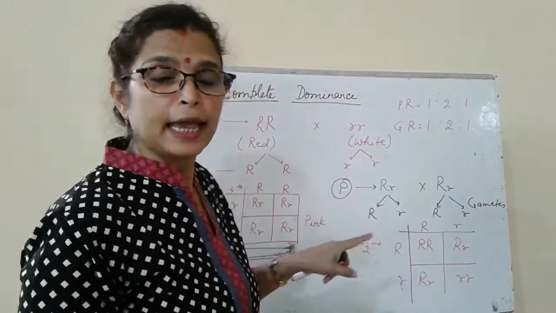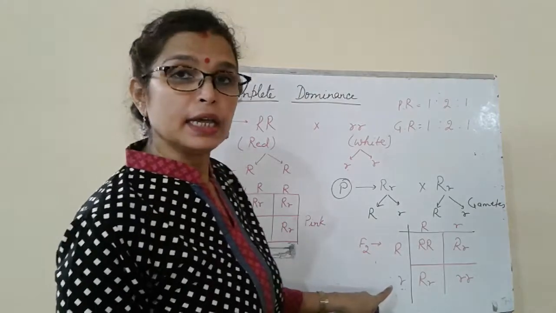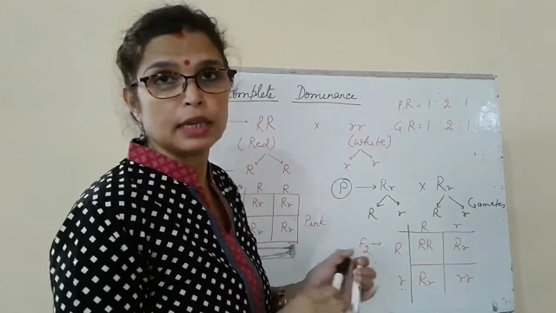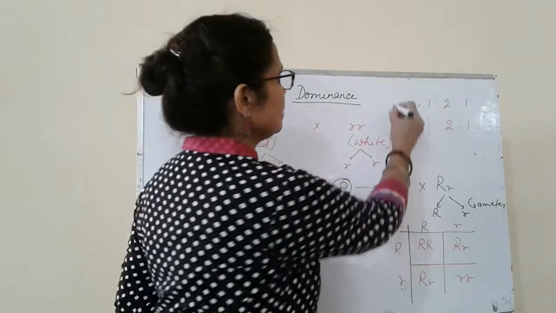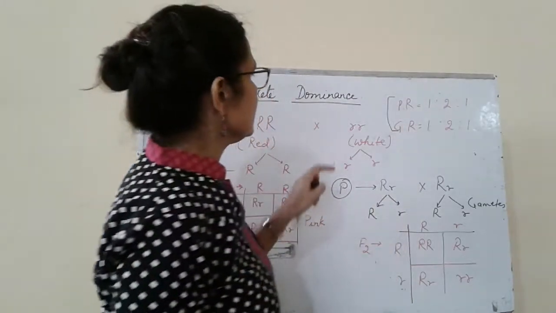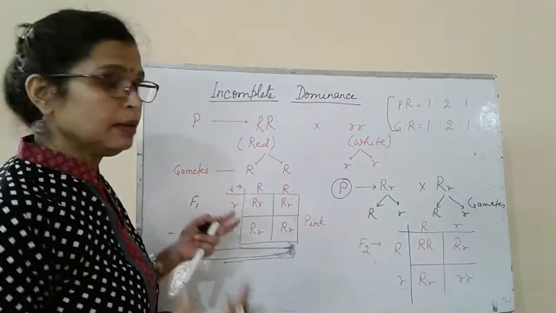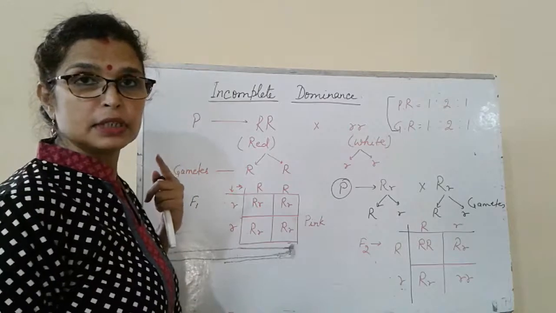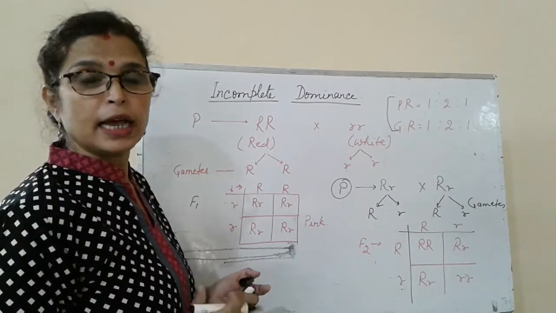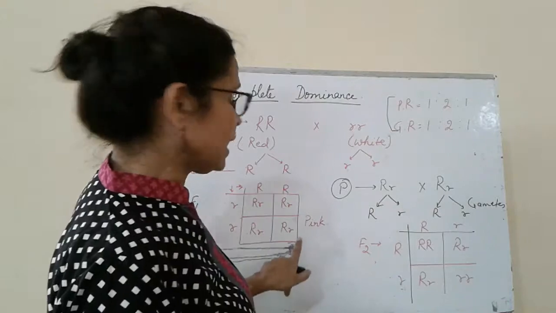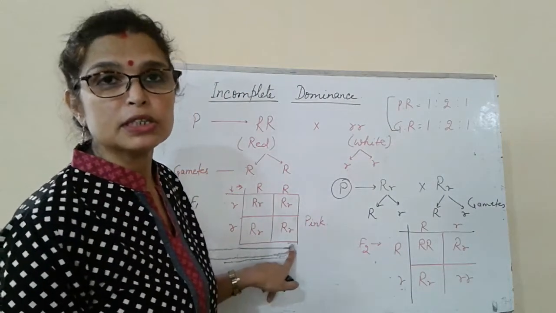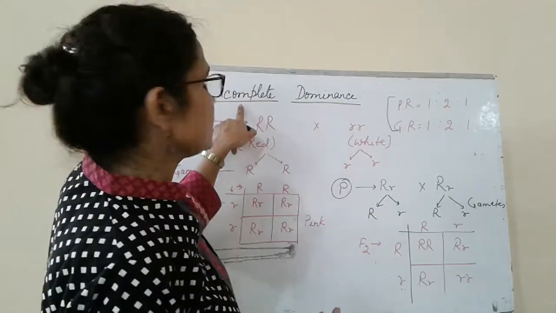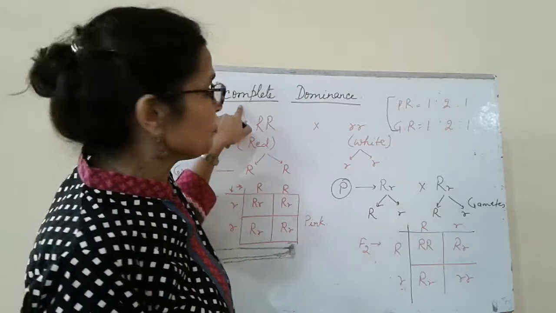The questions can be asked: name the inheritance in which phenotypic and genotypic ratio is same. The answer is incomplete dominance. Second type of question: name the plant in which the incomplete dominance can be seen. The answer is snapdragon, Antirrhinum, or Mirabilis jalapa. Which type of inheritance can be seen? So that is the incomplete dominance.